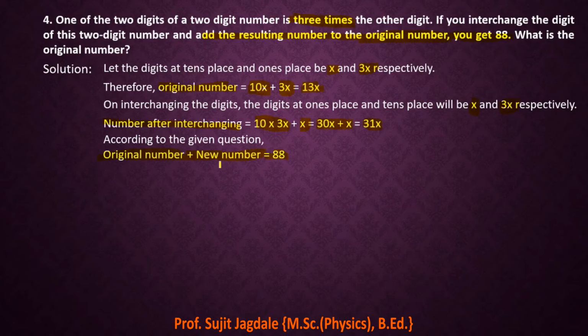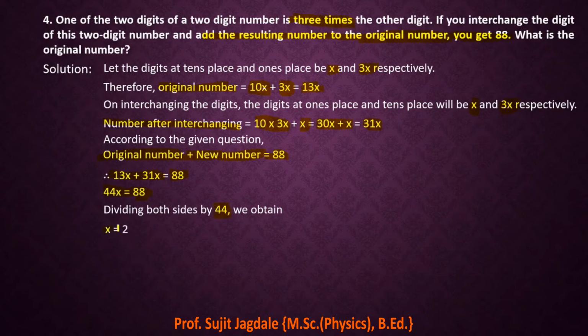Now just put down the values of the original number and new number, which are 13x and 31x. So therefore 13x plus 31x is equal to 88. Actually 13x plus 31x is 44x. So therefore 44x is equal to 88 is the final equation. Now we have to obtain the value of x. For that purpose, dividing both sides by 44, we get x is equal to 2.